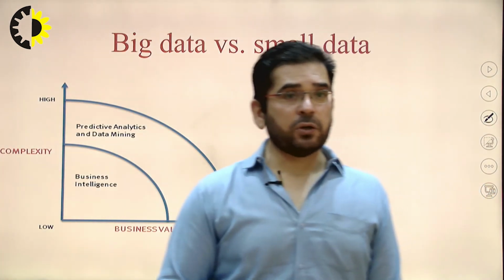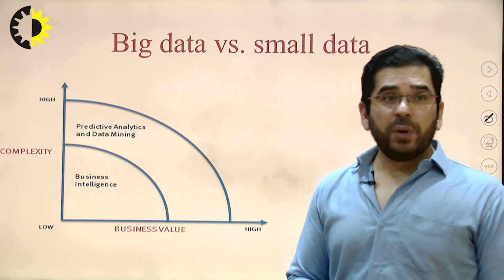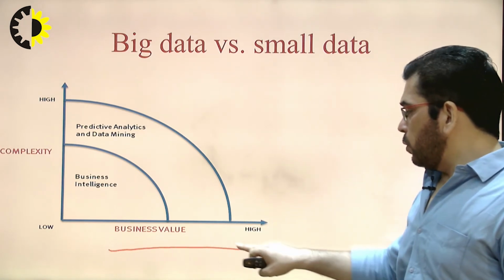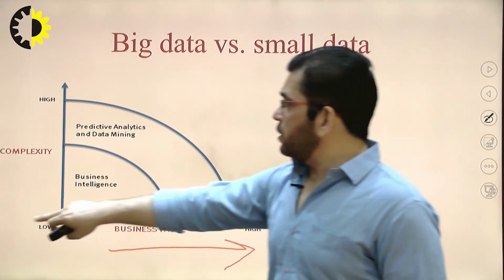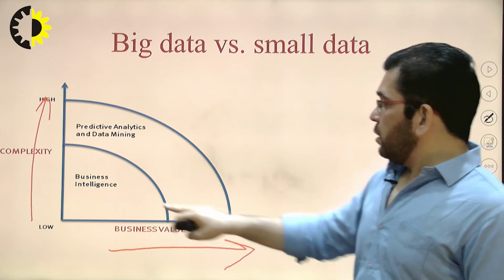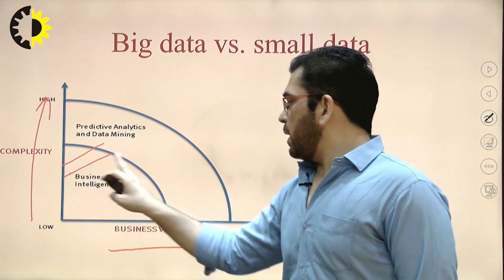Again, it is a pictorial representation of big data versus small data. If I talk about business value, it goes from low to high here, and the complexity of the data goes from low to high here. Then the business intelligence part.